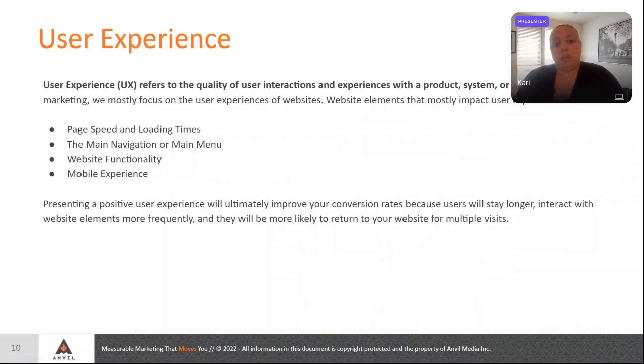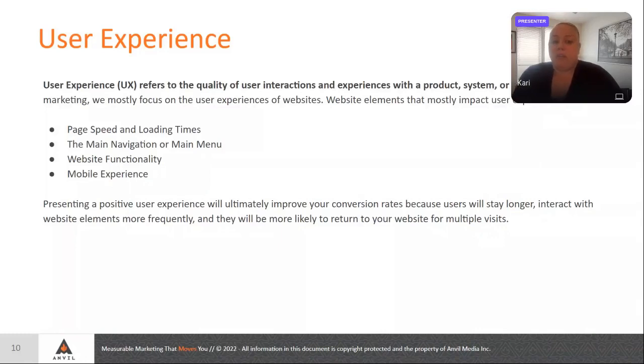And then making sure that the user experience is good on your website across all areas is imperative. It helps with the quality of user interactions and experiences with a product and system. So we definitely want to make sure that pages are optimized for page speed and loading times. If your page doesn't load fast, it will cause higher bounce rates.